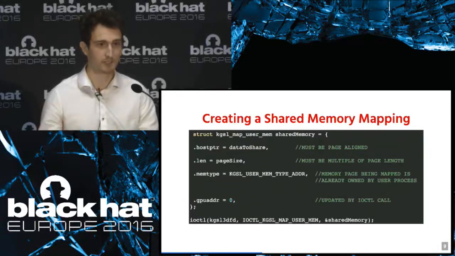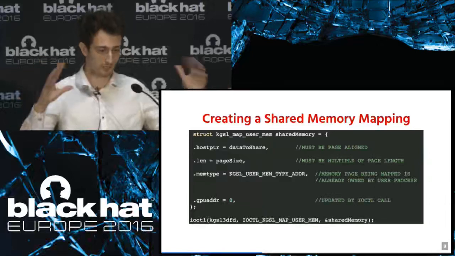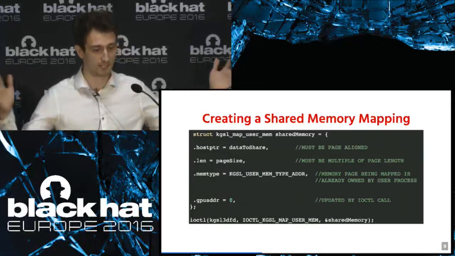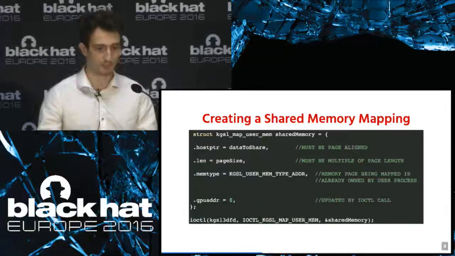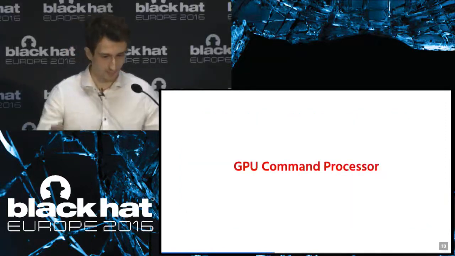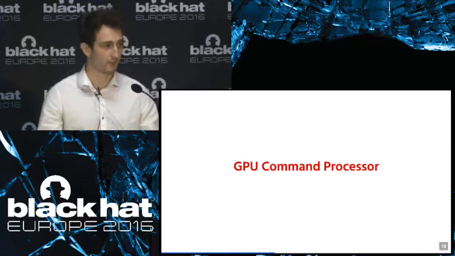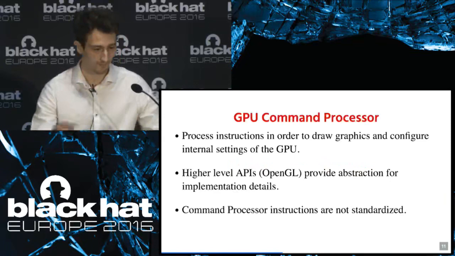There's a bunch of other different maps you could do. There's one called IM buffer where you could carve out a huge chunk of memory that's contiguous. And if you browse the source code of the kernel for this driver, you could see all the different types. Cool. So that was shared memory. It's pretty straightforward. Let's talk about the GPU command processor and what it is.